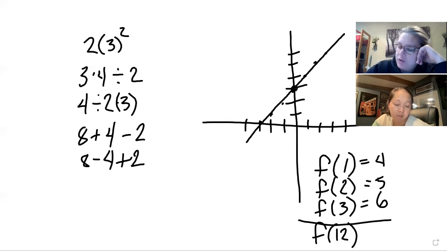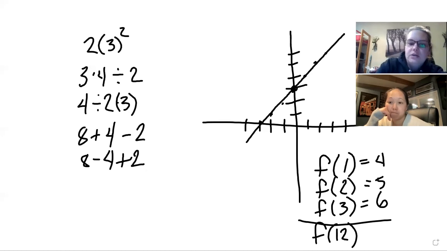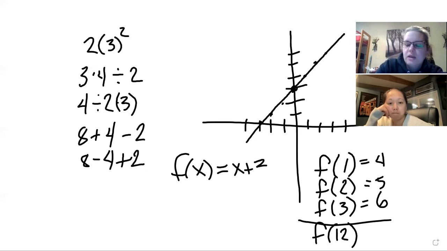So they've gone from the graph, they've used the graph and gotten f of 1, 2, and 3. We asked for f of 12. They may or may not have come up with an answer for that. And then we say, okay, so here's the function equation for that graph. What do you think we would do to find f of 1?